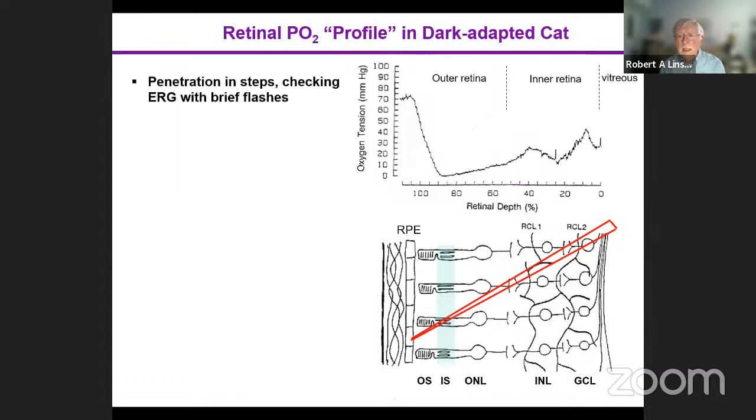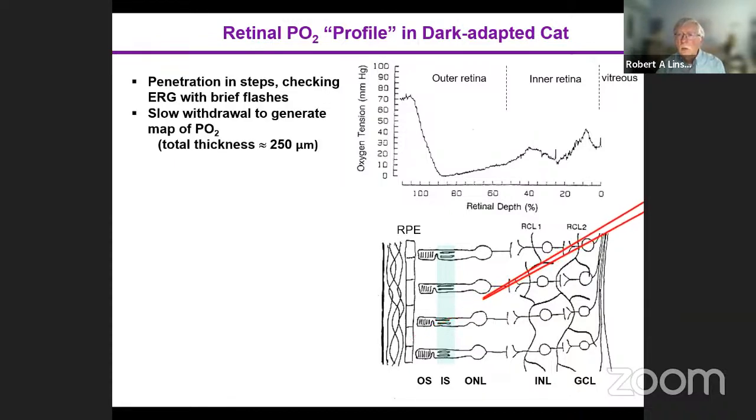What we've done is to put this into the retina in steps, checking the electroretinogram along the way. The electroretinogram changes with depth, so we know where we are in the tissue. And we can tell when we cross the retinal pigment epithelium also. So we use brief flashes of light for that, so the eye remains dark adapted between those flashes. And then we do a slow withdrawal at about 2 microns per second usually to generate the map of PO2 at the top. And we call that a profile of oxygen across the retina. The total thickness of the retina is 225 to 250 microns, but we often represent it in percentage retinal depth, with 0 being at the vitreal surface and 100% being at the choroid.